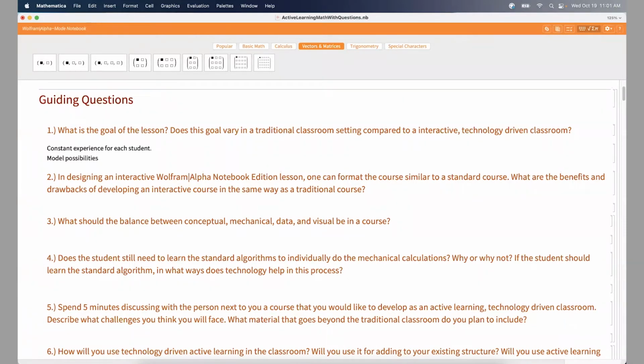So we can model possibilities, and there's a chance for more risk taking. What we're going to see today is how we can use technology to create a classroom where there's more chance for exploration and being able to see how we can use technology to conceptualize and visualize, etc.